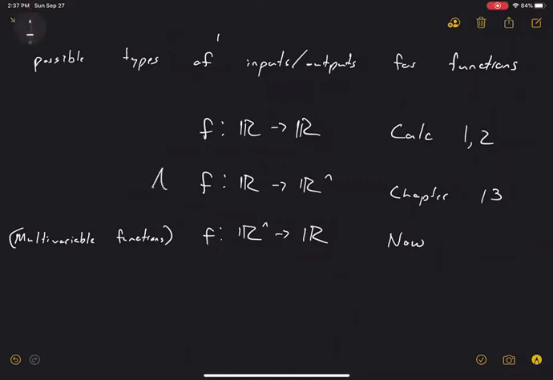And then we just did chapter 13. In chapter 13, we covered vector valued functions, right? So we plugged in a number and we got out a vector in Rn. And now in chapter 14, we're going to do the opposite. We're going to have functions from Rn to R. There are a couple of ways to think about this, but you could think about it as plugging in a vector or a point and getting out a single number. These types of functions we call multivariable functions.